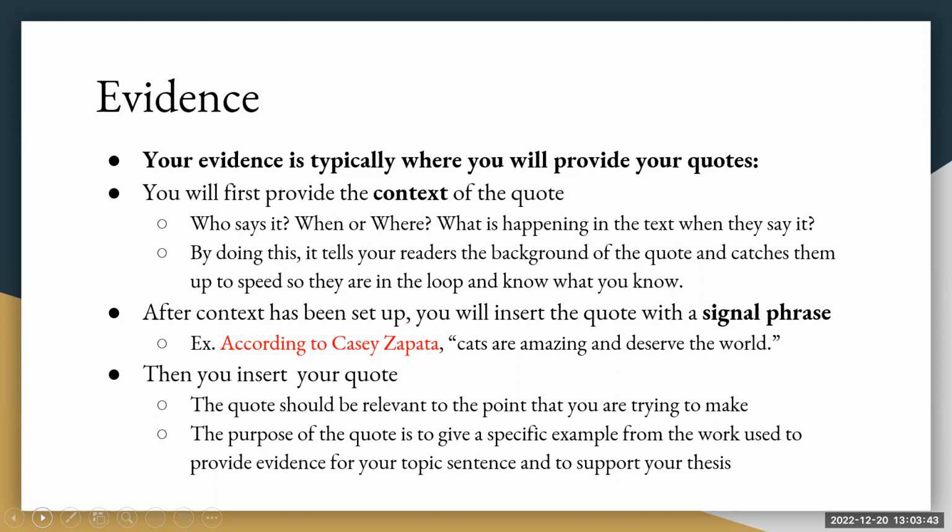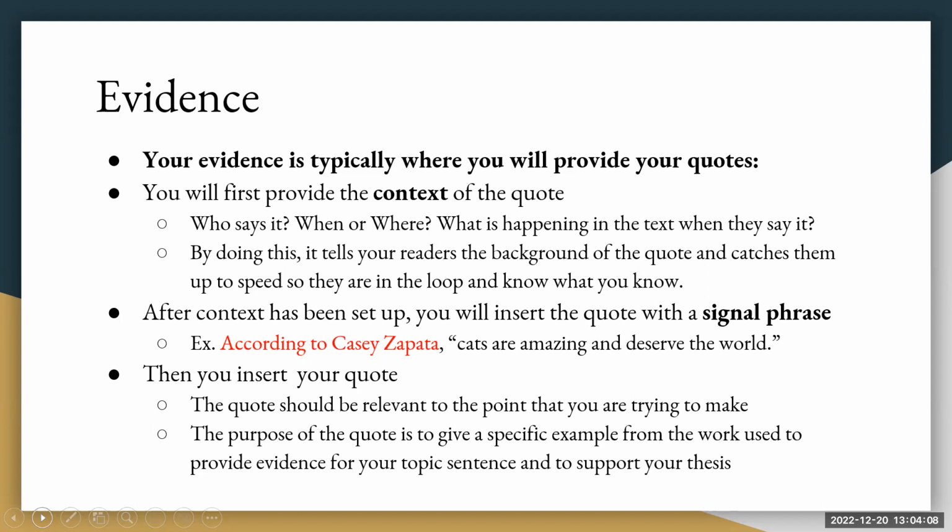The quote should be relevant to the point that you are trying to make. The purpose of the quote is to give a specific example from the work used to provide evidence for your topic sentence and to support your thesis. So this is further elaborating on our topic sentence by providing evidence for whatever claim that topic sentence alludes to that we'll be making in this paragraph.